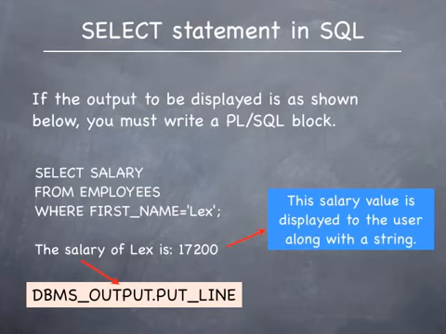Let's say you want to display the salary of the employee Lex along with a string that reads as the salary of Lex is 17,200. You do not want to see the output in the form of the table that queries normally display their output with. You might even want to process the salary further to calculate leave allowances based on salary. If that is what you want to do, you will have to write a program and hold the salary value that was returned by the query in such a way that you can reference it multiple times within the program. This is possible if you write the select statement within a PL SQL program.